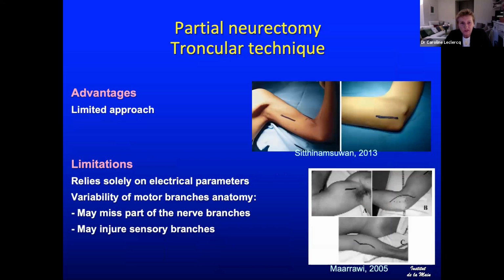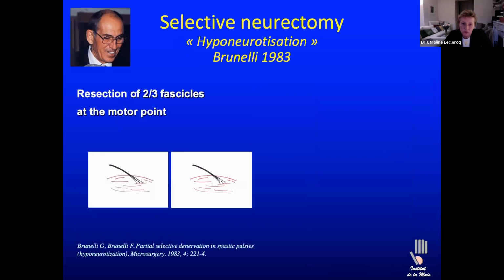The advantages of this technique are a limited approach, as we can see here. The problem is that identification of those muscles and the nerve to the muscles relies only on electrical parameters, and we know that sometimes it's not so precise because of the variation of motor branches, and so some of those nerve branches may be missed. Another real problem is that some sensory branches might end up getting cut, and this leads to some postoperative pain, which is sometimes really bothersome.